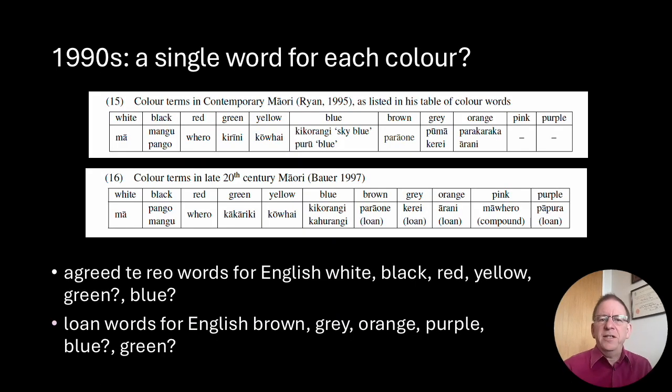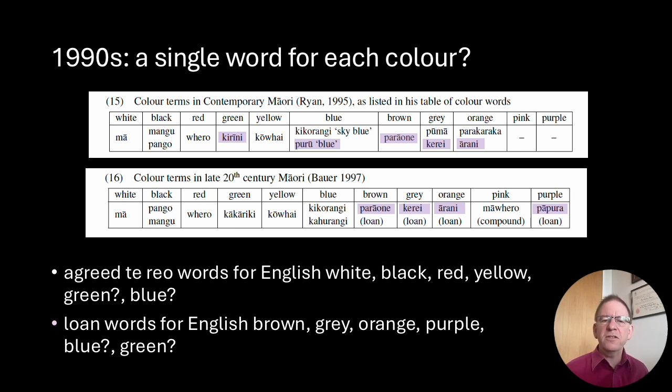By the 1990s, we had reached a point where there is becoming a consensus on what you should call these English colour categories in Te Reo Māori. Ryan's 1995 dictionary has a table at the front of colour words. Winifred Bauer's 1997 work has her list of the words that Māori are using at that time for the English colours. There is complete agreement on white, black, red and yellow, and there is clear use of loan words for brown, grey, orange and purple.